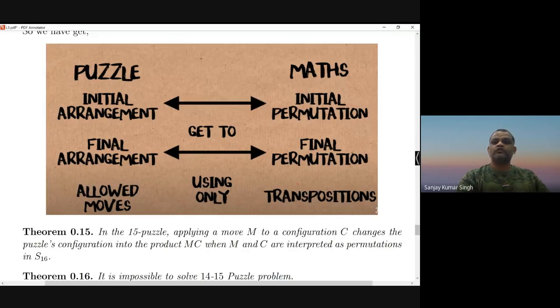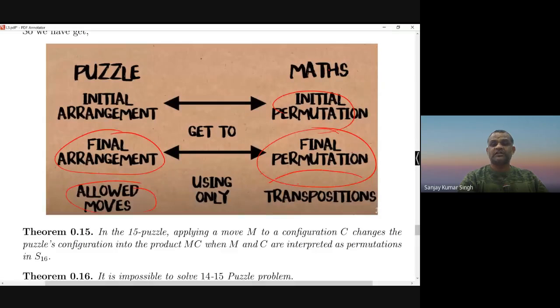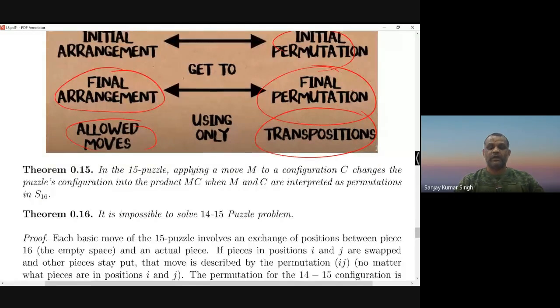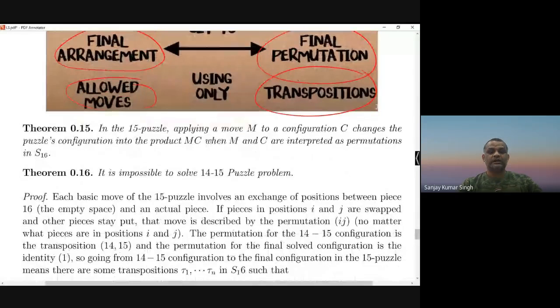Now I want to see it as mathematics. So this is my initial arrangement, so I can talk about the initial permutation. This is my final arrangement, I can talk about the final permutation. And whatever moves I allow, here I use transpositions. And now the theorem, which is very simple, and I have already stated too.